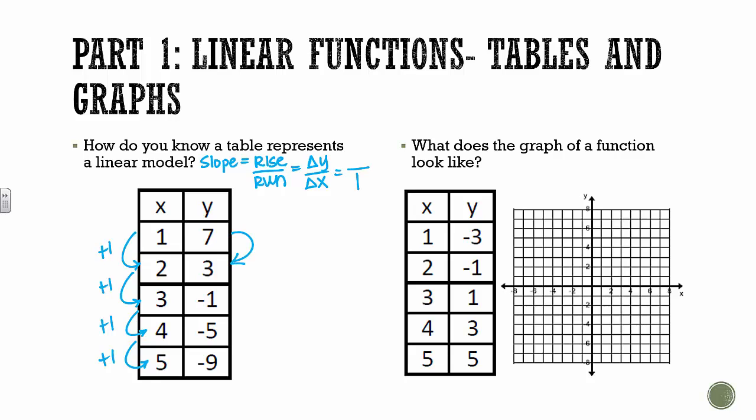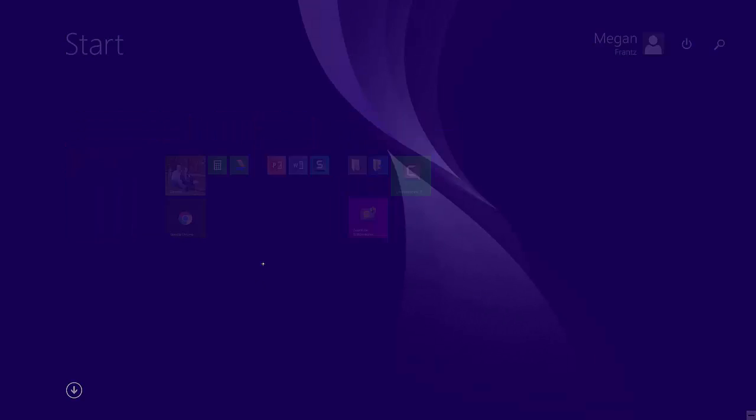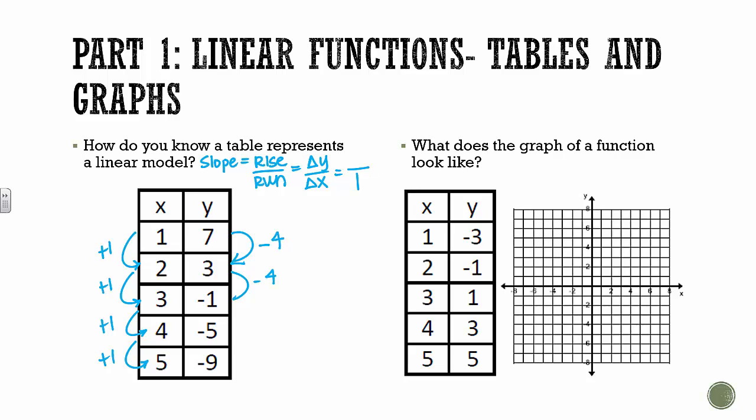My y's, to go from 7 to 3, I need to subtract 4. Double check that that works for every single one here on the table. So -5 minus 4 more does give me -9. So my change in y values is -4. So my slope here is -4. Now I could write an equation with this. The only other thing I would need would be my y-intercept, which remember is when x equals 0. So if I add 4 here, I end up with 11. So my equation for this would be y equals -4x plus 11.